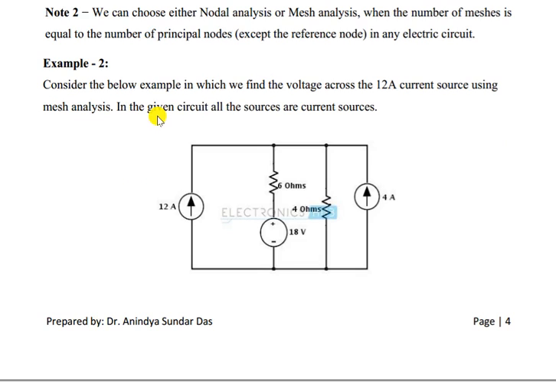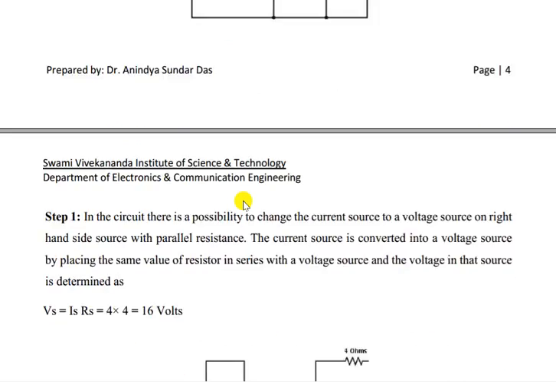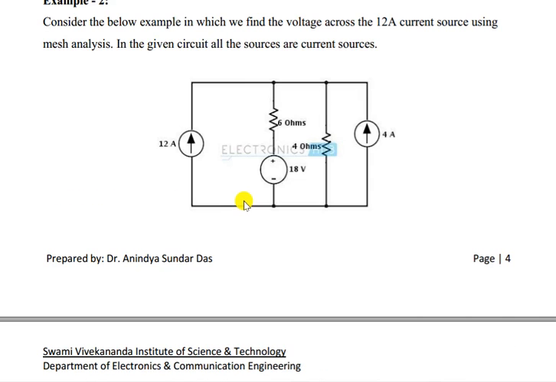Now let us take another example, example 2. Say you have to find the voltage across the 12 ampere current source using mesh analysis. In that problem, how many meshes do we have? 1, 2, 3 meshes. Right.